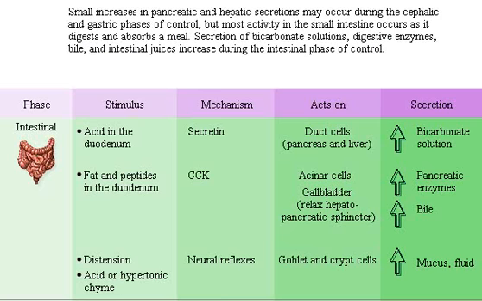Small increases in pancreatic and hepatic secretions may occur during the cephalic and gastric phases of control, but most activity in the small intestine occurs as it digests and absorbs a meal. Secretion of bicarbonate solutions, digestive enzymes, bile and intestinal juices increase during the intestinal phase of control.